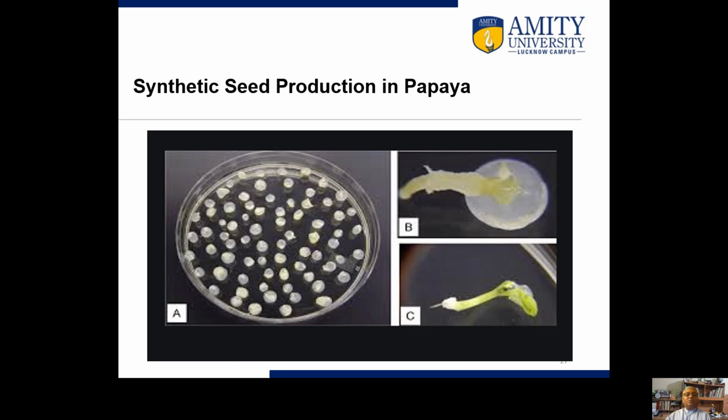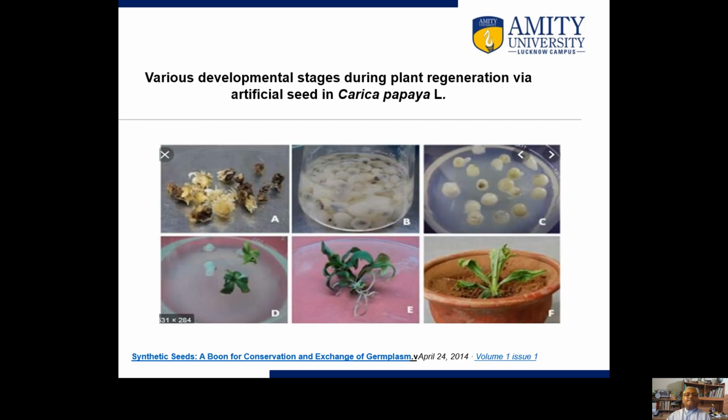Here in this picture, you can see the production of a synthetic seed in papaya. This picture is also original. This is one of my PhD students who has worked on papaya somatic embryogenesis. These embryos can be used for synthetic seed production. Various developmental stages during plant regeneration via artificial seeds in Carica papaya: production of somatic embryo, then encapsulation, then incubation in the culture media, and generation of the plantlets from the synthetic seed, and these plantlets can be transferred to the field condition after placing it sometimes in polyhouse and glasshouse.